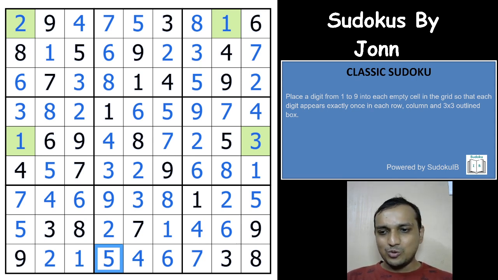What an excellent Sudoku this was. Really amazing. Both of these Sudokus are literally very excellent Sudokus for learning a particular logic, that is skyscraper logic. I am not sure if that was the intended solve path, but I would love to hear from you if you got any other way to proceed this Sudoku. Please let us know in the comment below. It was really amazing solving these Sudokus by Jonn.